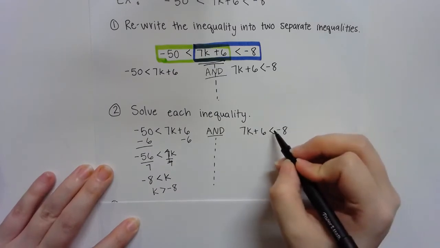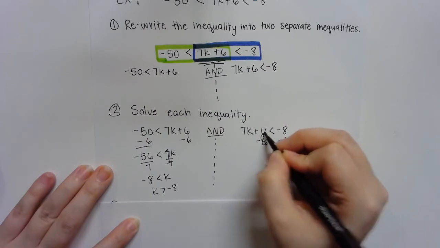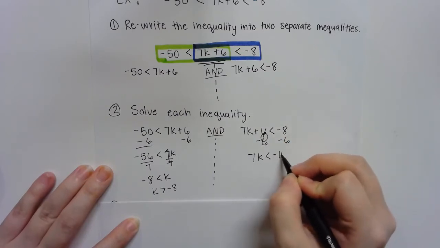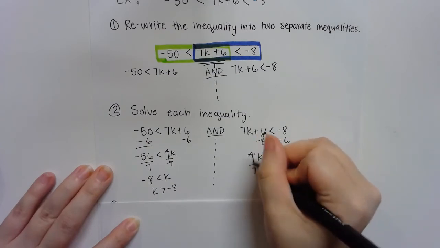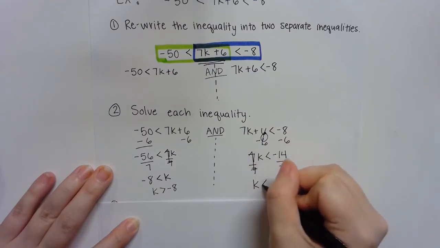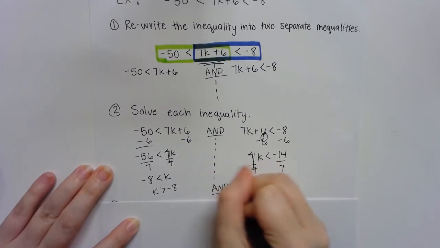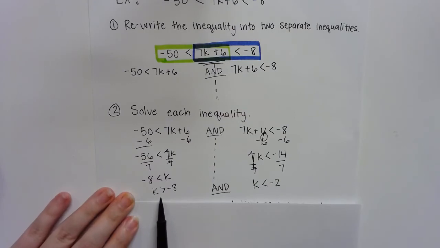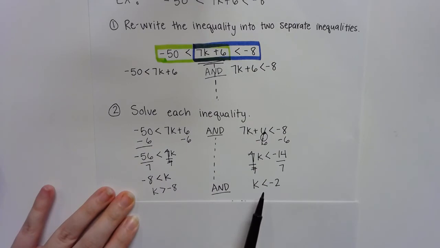And then I go and solve this one the same way. Minus 6, this is 0. So 7k is less than negative 14. I divide by 7, divide by 7. So this is 1. So k is less than negative 2. Remember, this is an "and" statement. So this is where I would stop and think to myself, can a number be greater than negative 8 and less than negative 2? And the answer to that would be yes.